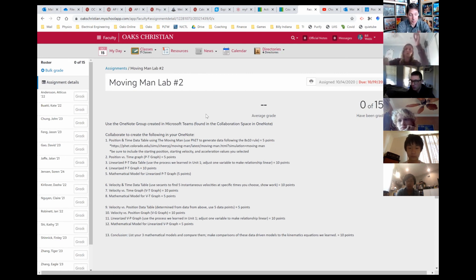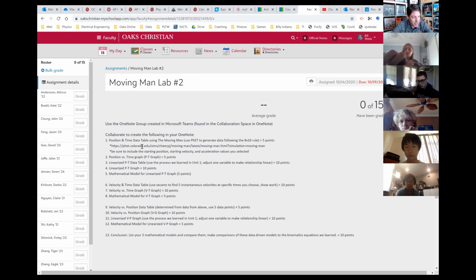And in your groups, you will be working together to put it all into your same group page on OneNote. So I'll walk you through the whole OneNote and Teams thing here in a minute, but I want you to see the rubric. This rubric is also in OneNote, but I wanted to show you here in Axis. So you're going to collaborate to create the following in your OneNote.